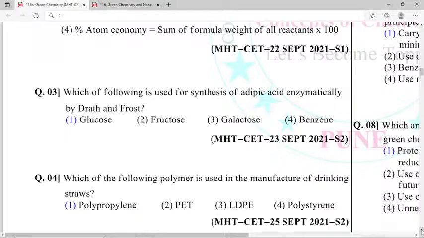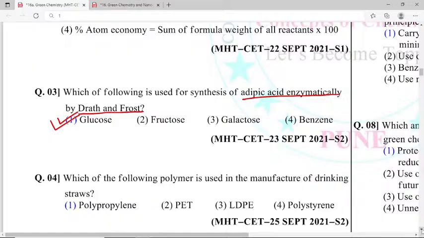Next question: which of the following is used for synthesis of adipic acid enzymatically by the Draths process? This is the answer, glucose.